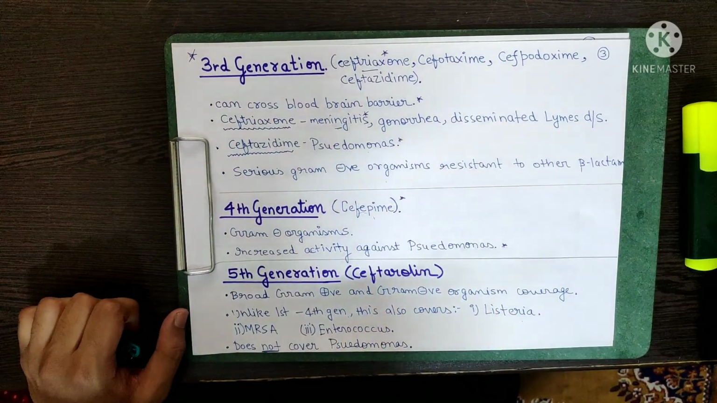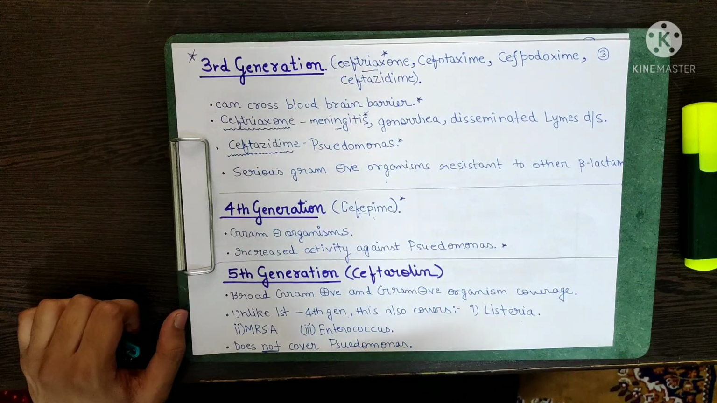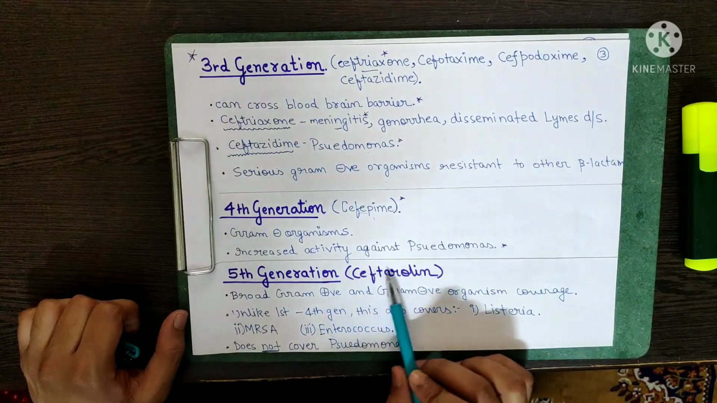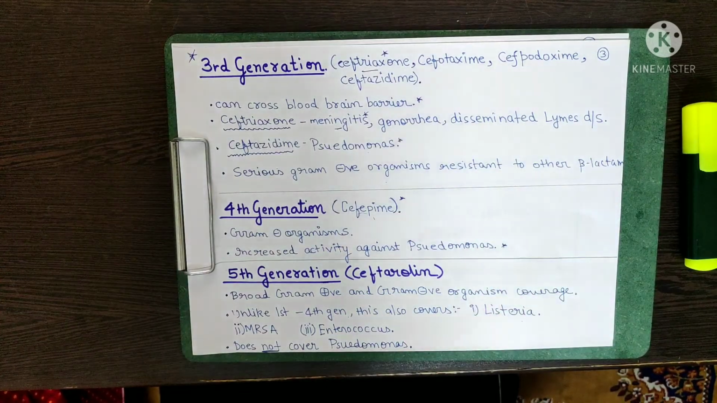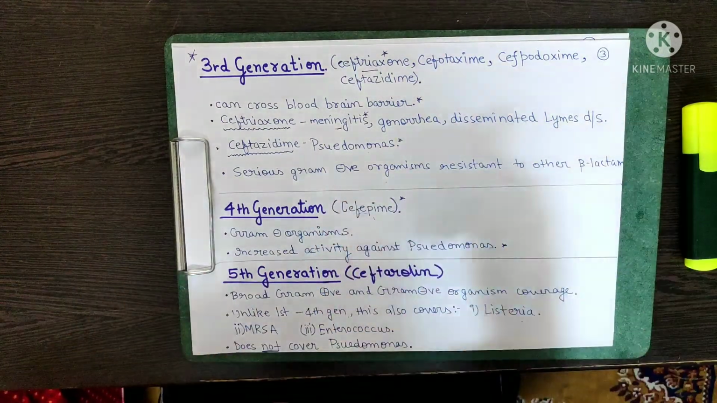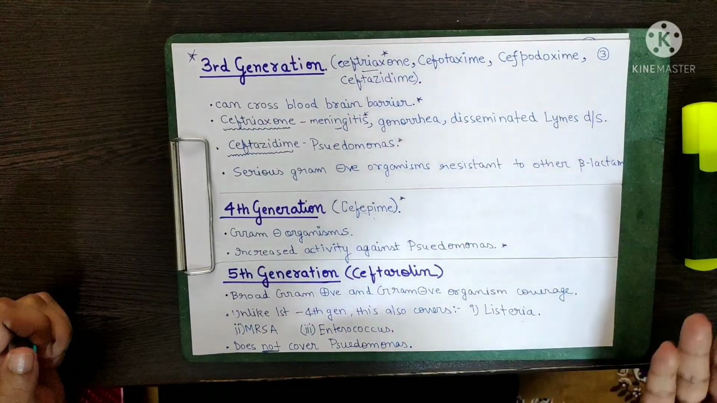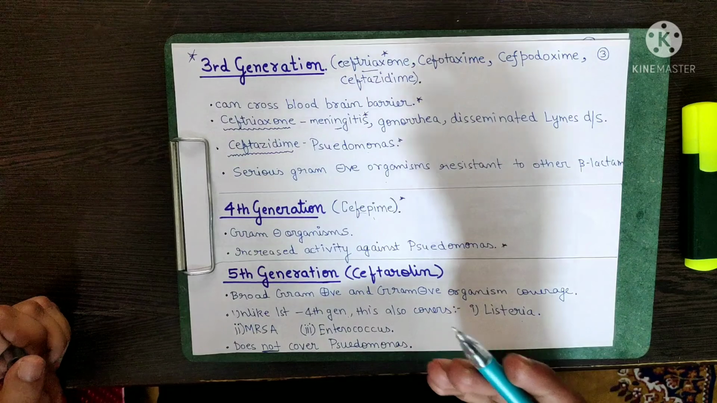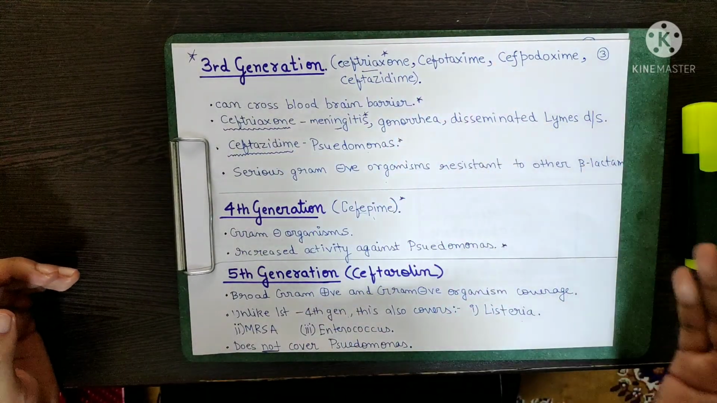Now coming to fifth generation cephalosporin, that is ceftaroline. There is only one drug that you have to remember under fifth generation cephalosporin, that is ceftaroline. So what is the coverage of fifth generation cephalosporin? The coverage is of course both gram positive and gram negative organisms. You have to remember this, and remember that I've already told you previously what are the organisms which are not covered by first to fourth generation cephalosporin.